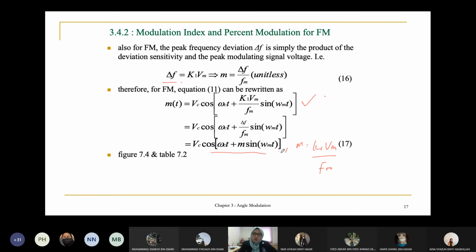Other than these two equations, you can also write it like this, where delta f is k1 Vm. So that's why we change this k1 Vm to delta f. But usually we use this one, but you need to remember this. We hardly use this one.